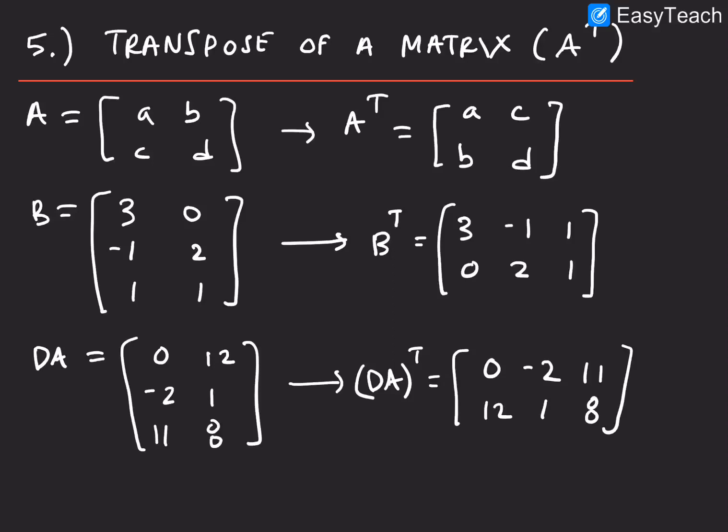So you can also have DA, which is basically just multiplication. So if you have these columns 0, 2, 0, -2, 11 will become rows. Columns again become rows. Okay, no problem.